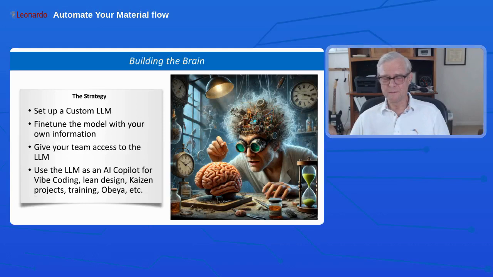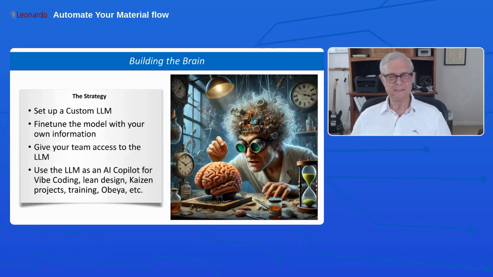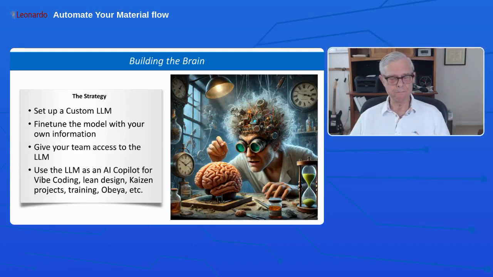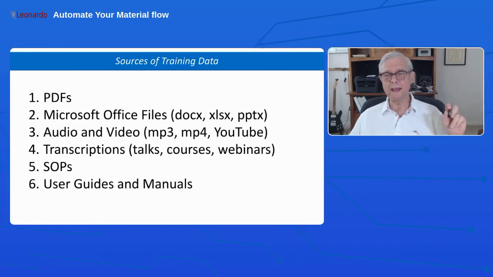But as I mentioned earlier, this is something we've done. We call it Leonardo's Brain. And we use that basically as our chatbot when we're using an LLM, and it has our background information. And so we're getting better results when we're talking about these issues by using it. And then when you're doing things like vibe coding or lean design issues, Kaizen projects, et cetera, you're using that brain that you've customized.